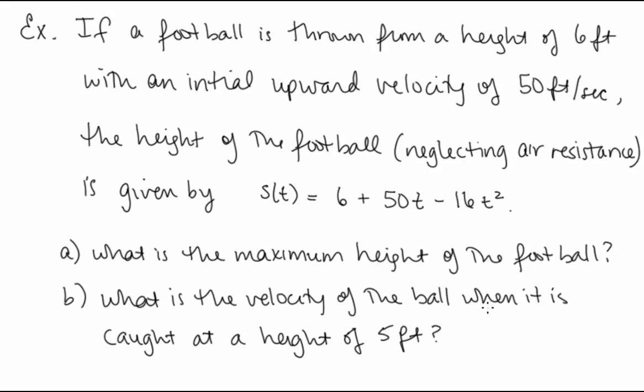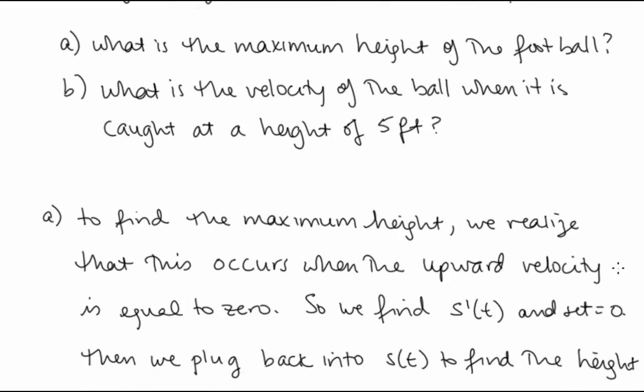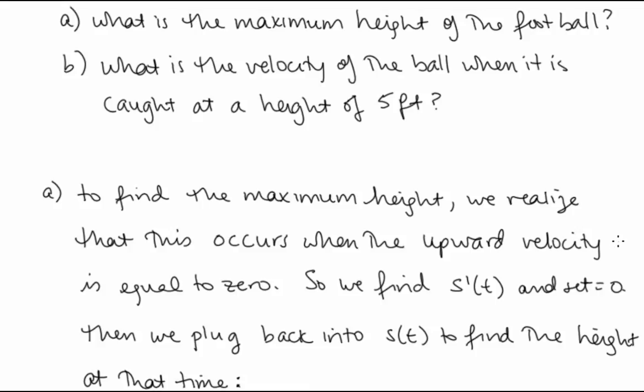And we're asked to find the maximum height of the football, and they also want to know what is the velocity of the ball when it is caught at a height of 5 feet. Okay, we're given the height function here for the football, and they want to know what's the maximum height of the football. To find the maximum height, we realize that this occurs when the upward velocity is equal to 0.